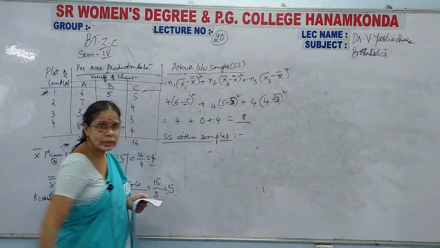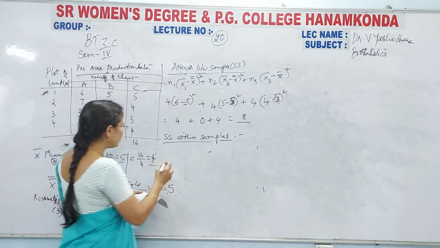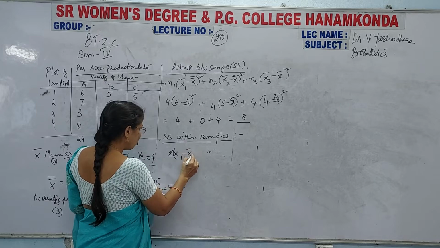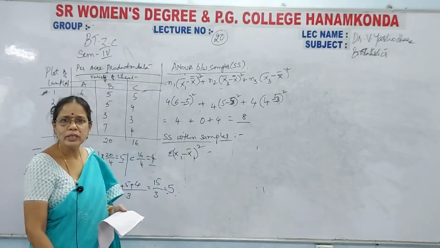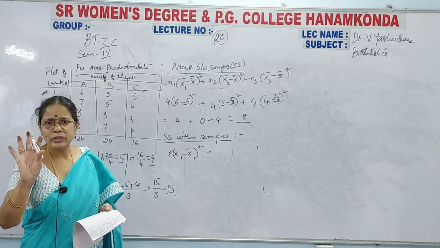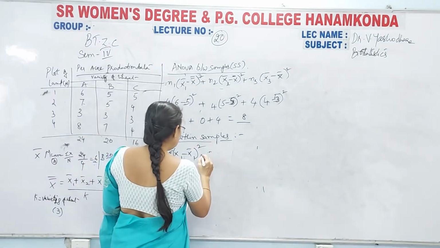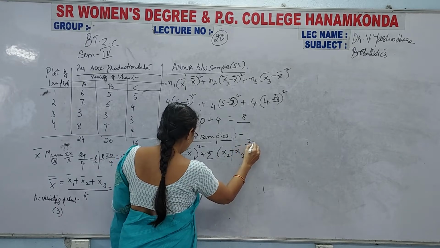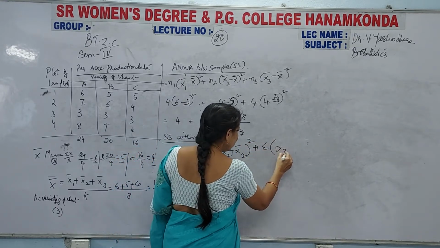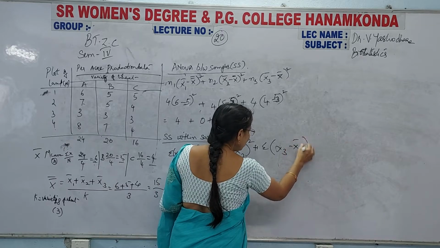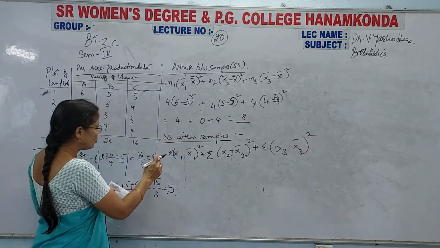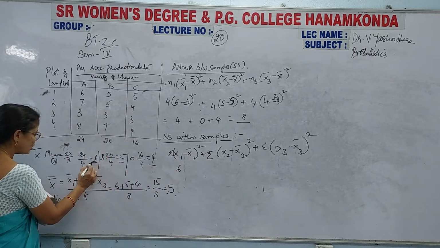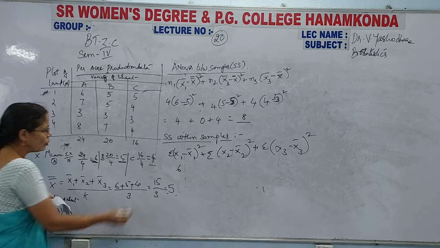See here, SS within samples. SS within samples means epsilon x1 minus x1 bar whole square plus epsilon x2 minus x bar whole square plus epsilon x3 minus x bar 3 whole square. See ఇక్కడ చూడండి అమ్మా, ఎప్సిలాన్లో దీనిలో 6, x1 అంటే ఎంత 6 అందరు గుర్తుపెట్టుకోవాలి. ఇక్కడ x1 6, x2 5, x3 4.